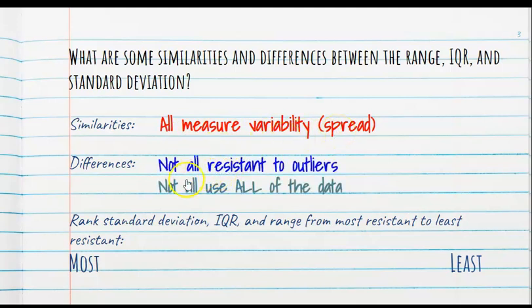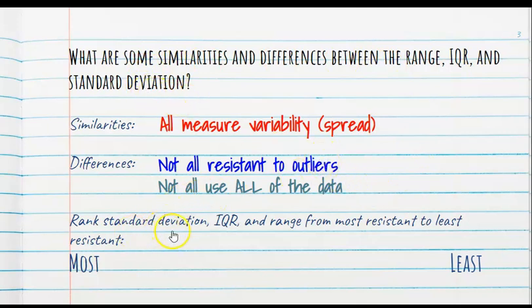But there are differences. Not all of them are resistant to outliers. We talked about range is not resistant to outliers. We talked that IQR is resistant to outliers. And then standard deviation is not resistant, but we'll talk about that in a minute. Not all of them use all the data, okay? So like range doesn't use all the data, it uses just the maximum and minimum. IQR only uses the first quartile and the third quartile. It doesn't take into account the max and the min. So standard deviation does use all the data.